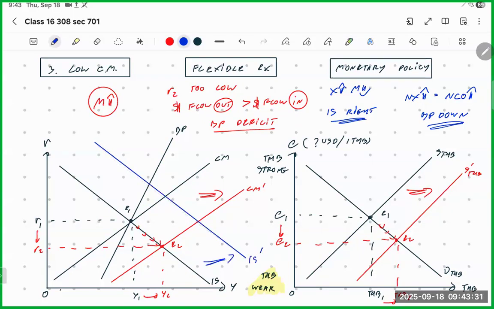Okay, and BP curve shifts down. Right? Okay, equilibrium point changes again, E2 to E3. GDP increasing one more step. The real estate going up, Y3. Then it's done.